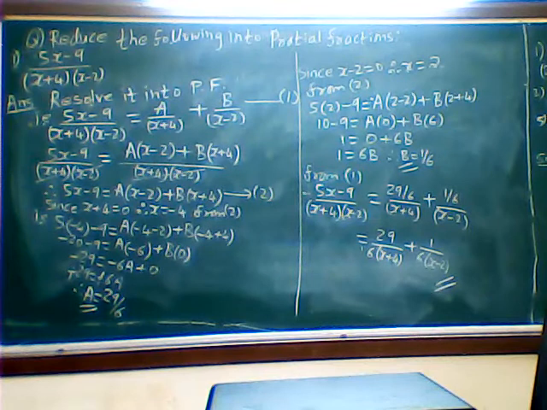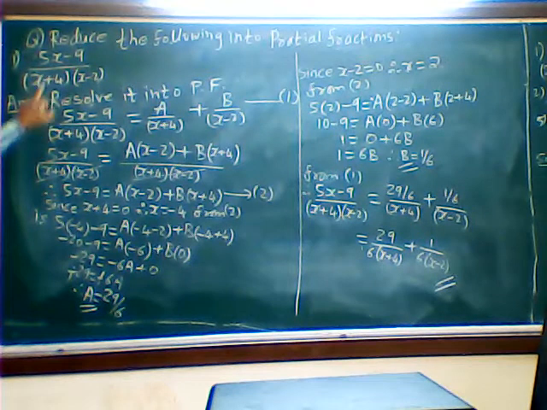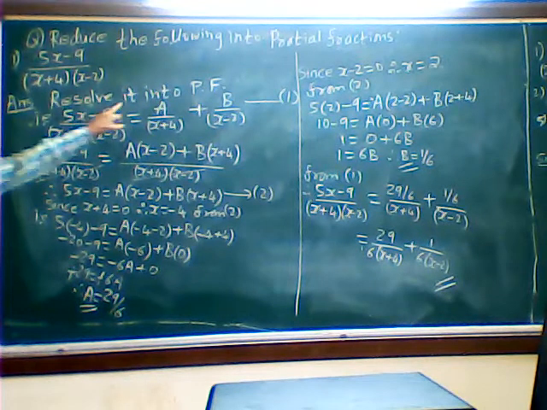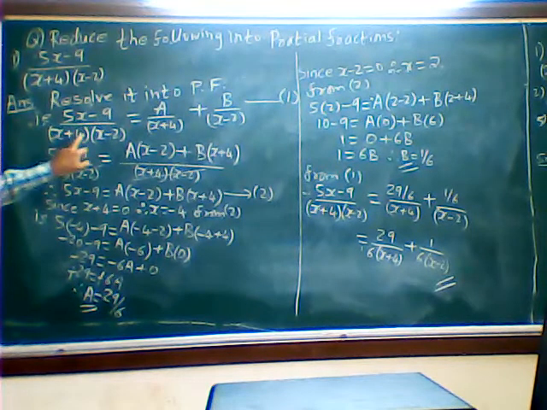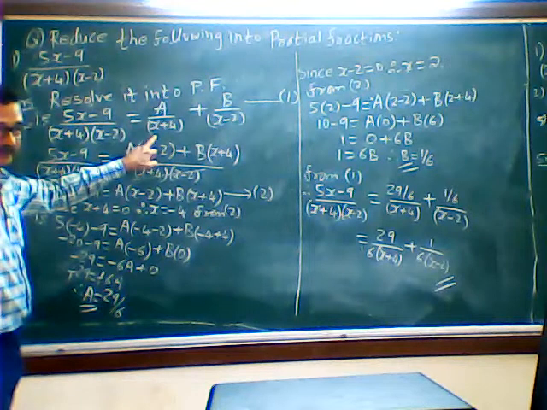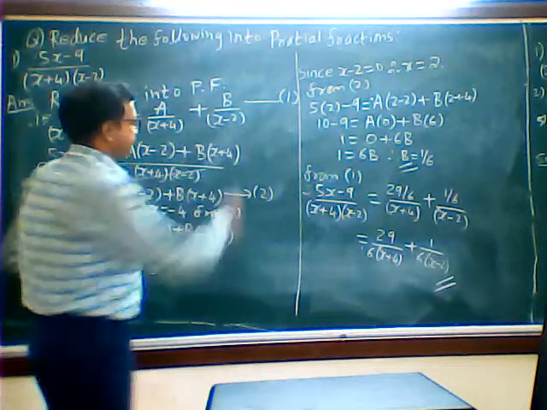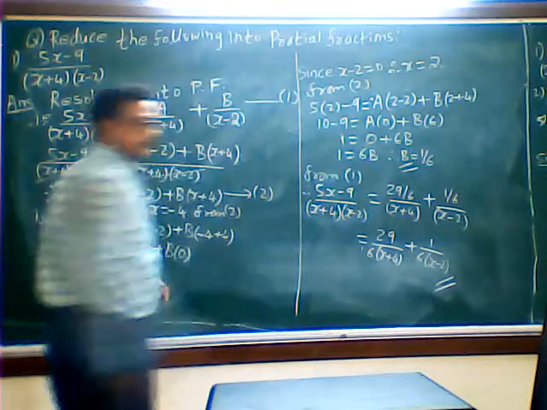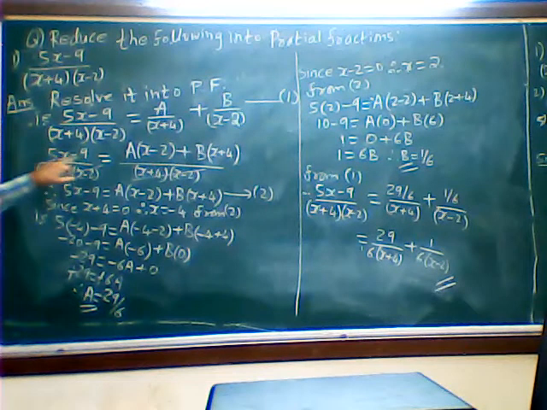Okay, I will explain the problem again. The question asked is what? (5x minus 9) divided by (x plus 4) into (x minus 2). So this given thing we will resolve into partial fractions. That is, (5x minus 9) divided by (x plus 4) into (x minus 2) is equal to A upon one factor, that is x plus 4, plus B upon x minus 2, another factor. So now what I have done, I have copied this as it is, (5x minus 9) by (x plus 4) into (x minus 2).